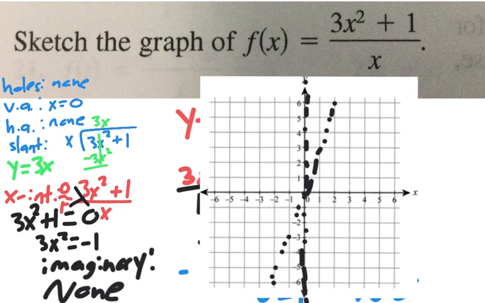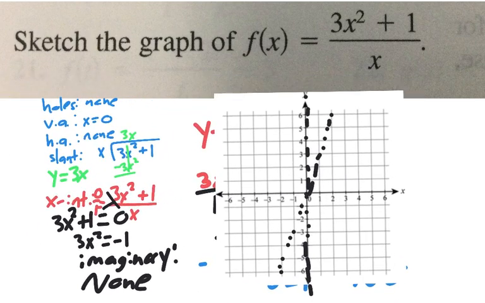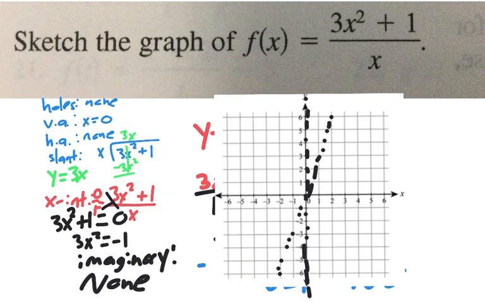Okay, so when I worked it all out, I covered that up, and now it's tied together. Holes were none, vertical asymptote x equals 0, no horizontal asymptote, but there was a slant asymptote. When I do my long division, I get 3x. Is everybody good with that? So y equals 3x is the equation of my oblique or my slant asymptote.